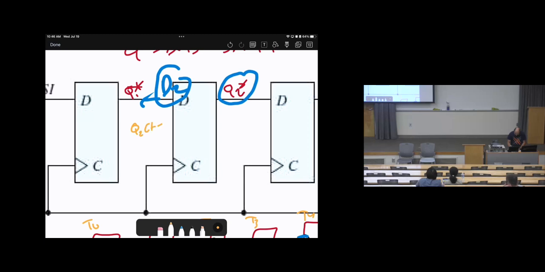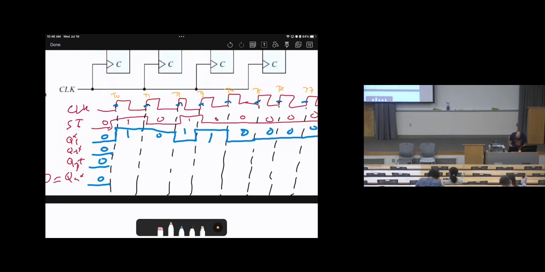Q2 of T plus 1 equals Q1 of T. Therefore, the future Q2 will be the same as Q1. Which means Q2 plus 1, we will copy this. It will be shifted.